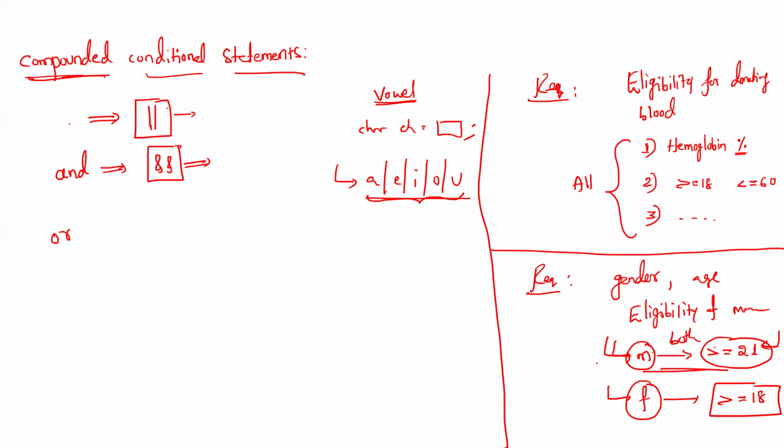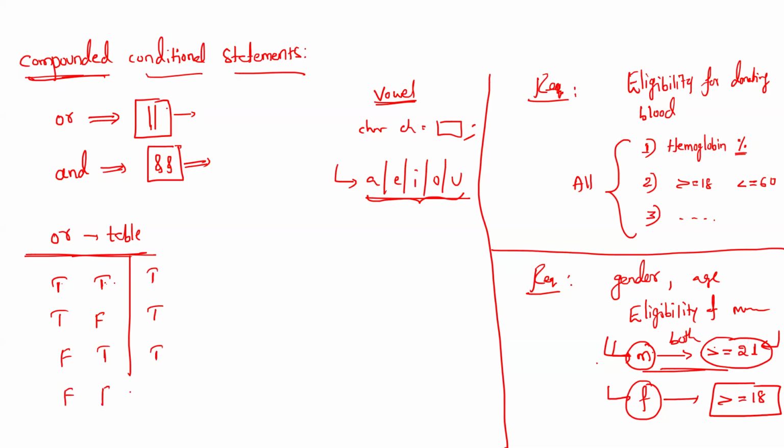If you are using the OR operator, then what is the OR table? Somewhere in mathematics we have learned this. True or true, what's the result? If you are checking two conditions, the first one is true, the second one is true. What is the combination of true or true? True only. What's true or false? True only. False or true? True. False or false? False.